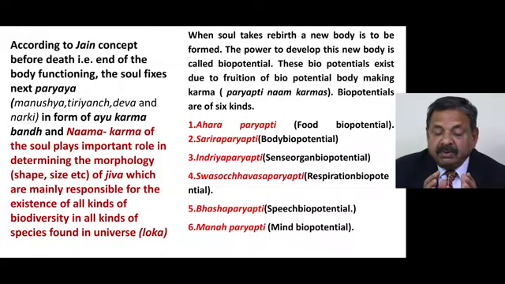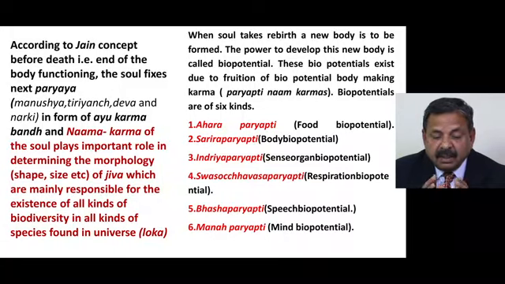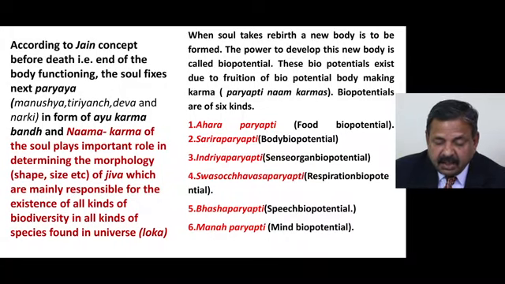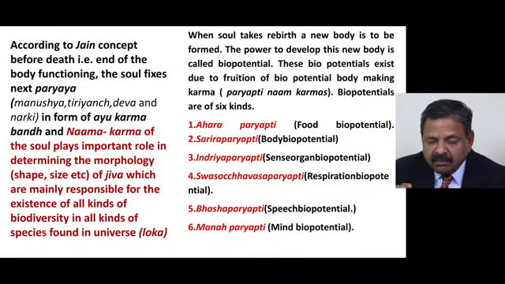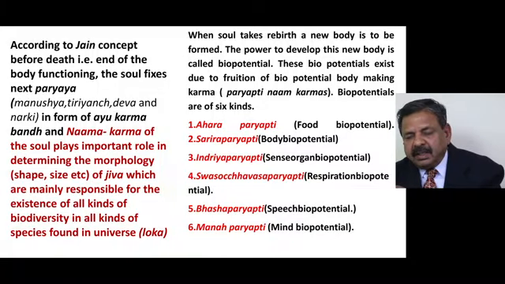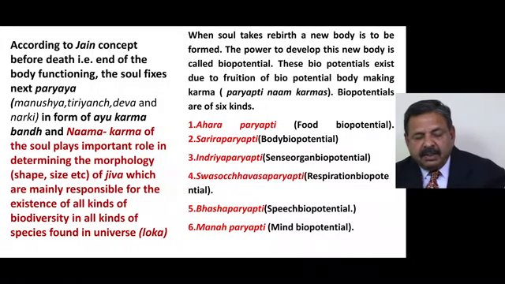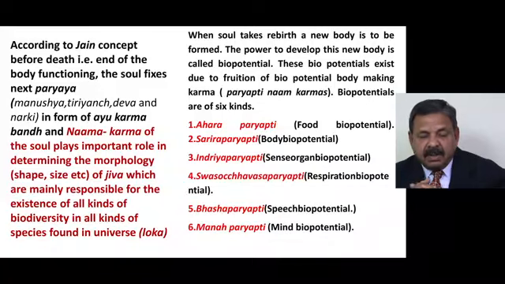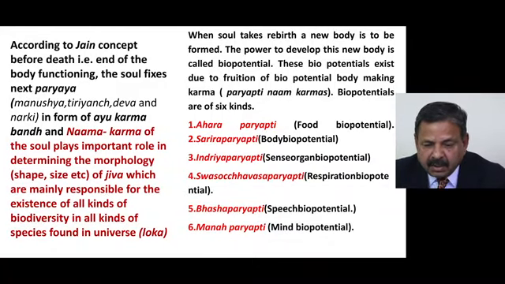So I think it would be very clear to you that the nam karma or the ayu karma in the migratory soul is responsible for what the shape would be in the rebirth child or in the rebirth embryo. It will be determined by these nam karmas. Now here I would take another aspect.